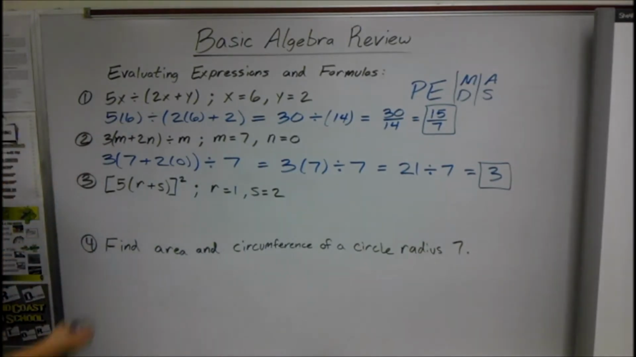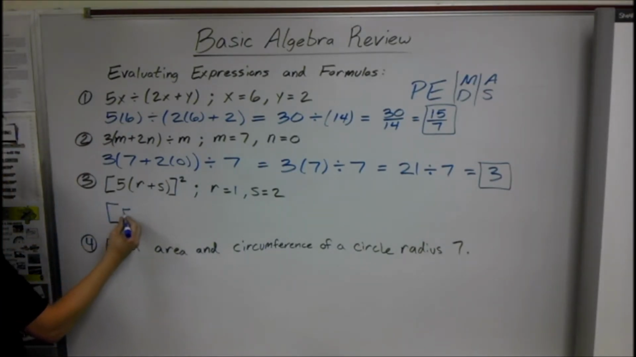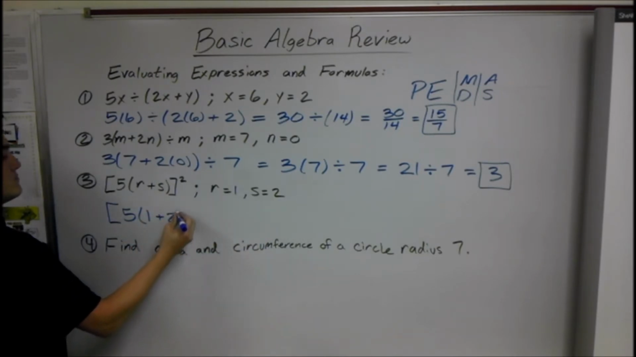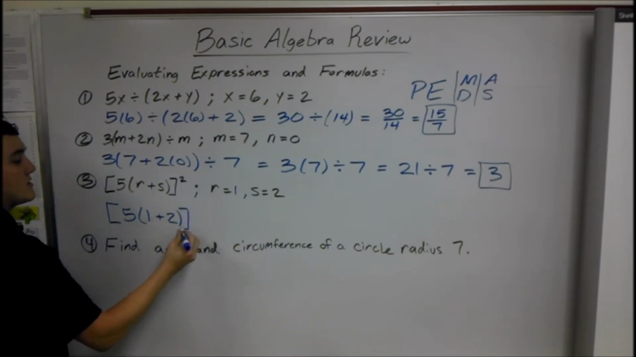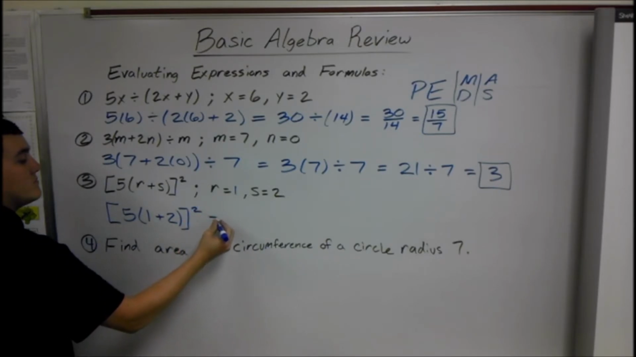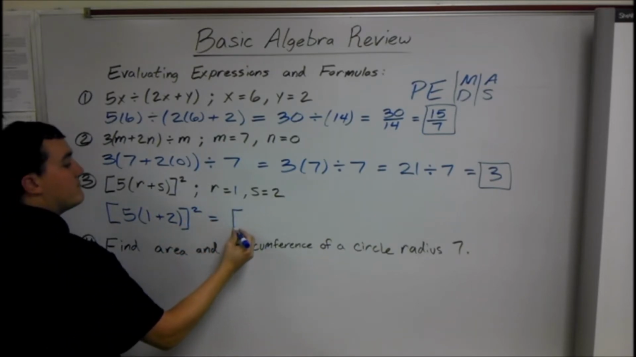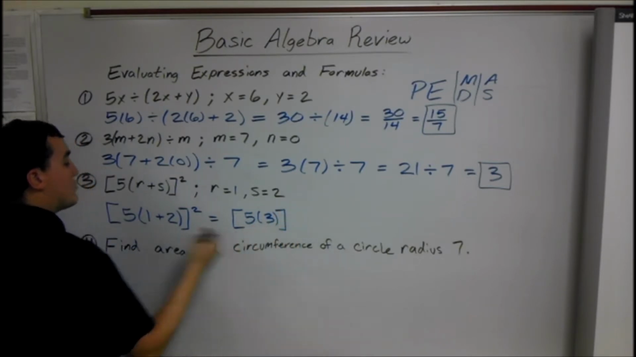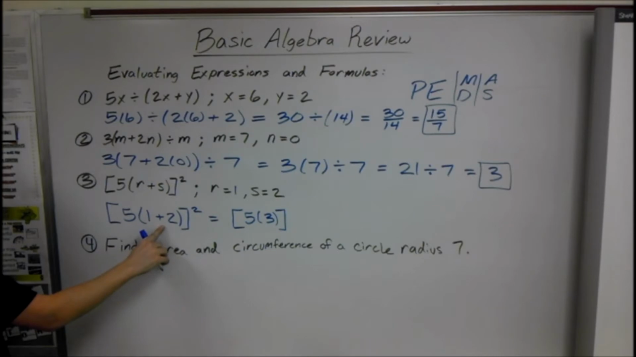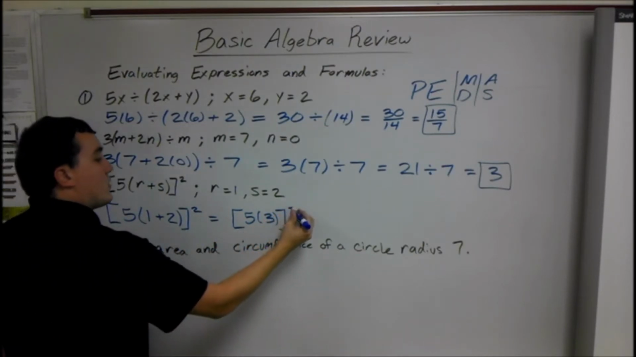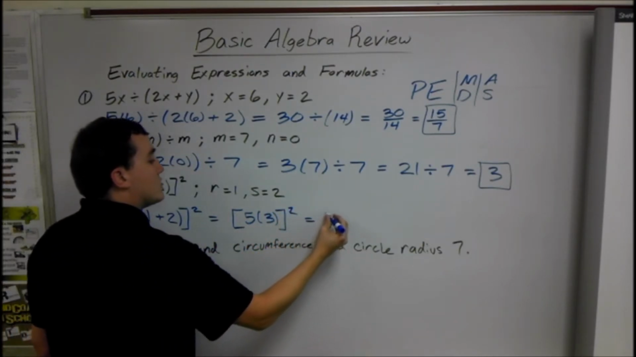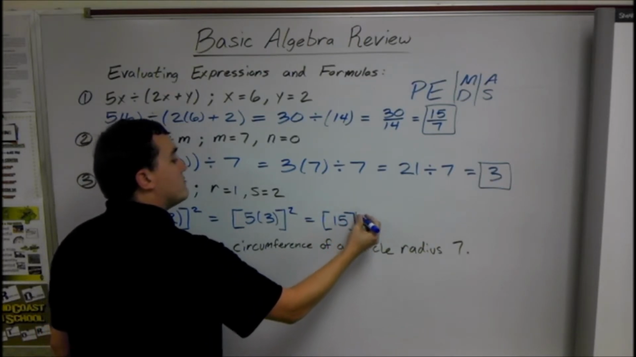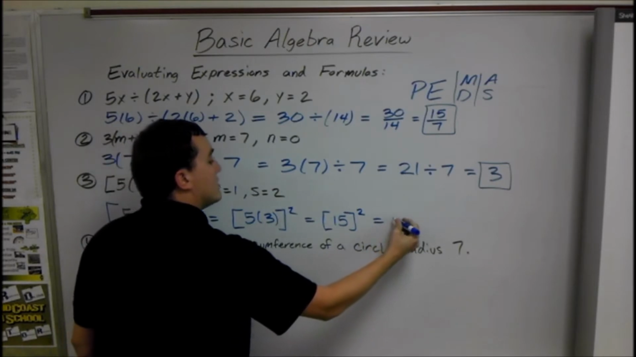Next one, bracket 5 parentheses r plus s, which is 1 plus 2. If we're just adding something, you don't have to use parentheses around it. Squared, so we have bracket 5 times 3 squared, parentheses first, order of operations, equals 15 squared. 15 times 15 is 225.